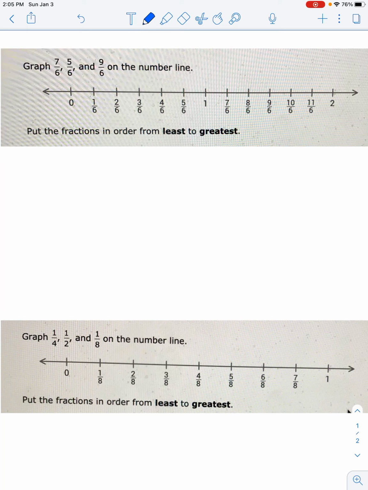And so the first thing we're going to do, because this number line is all in sixths, is to just graph the number of sixths, which is relatively easy. We just have to match the fraction to where it is on the number line. So we have 7/6 and 5/6 and 9/6.